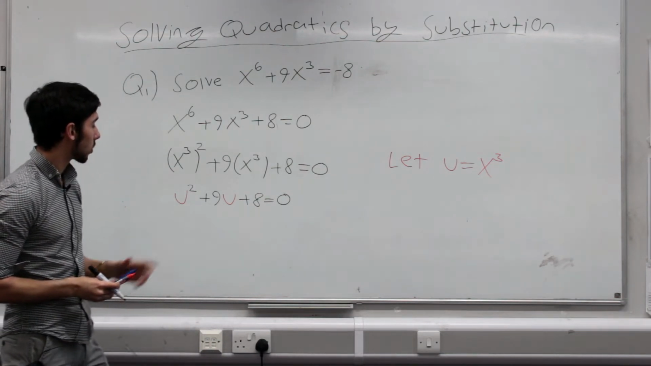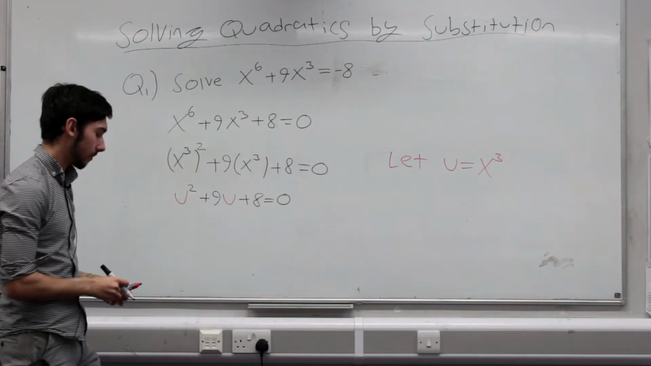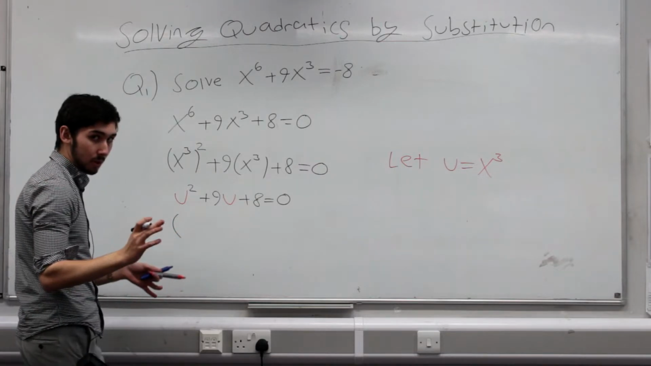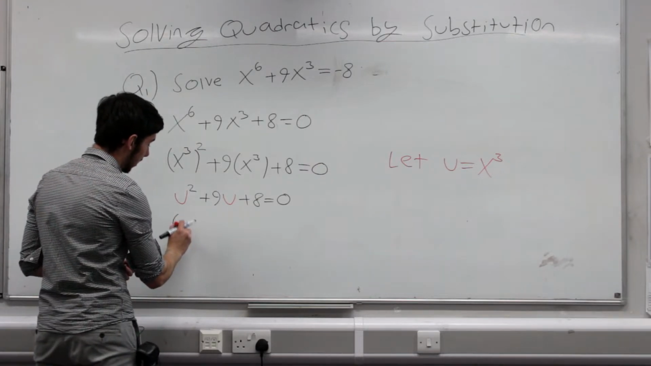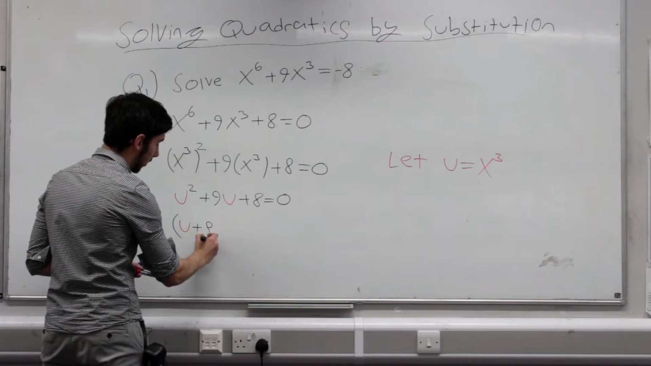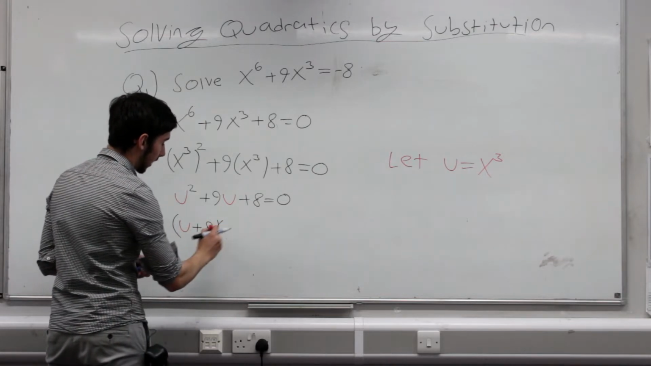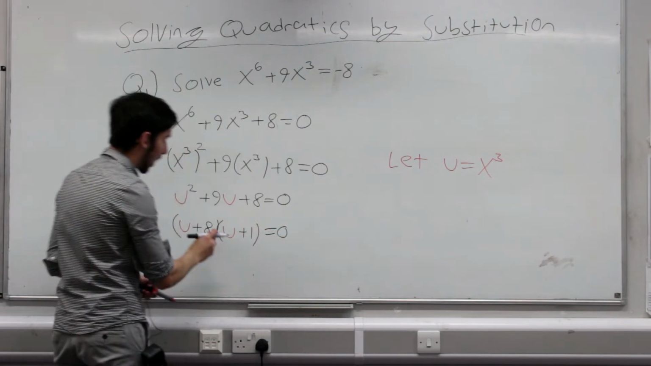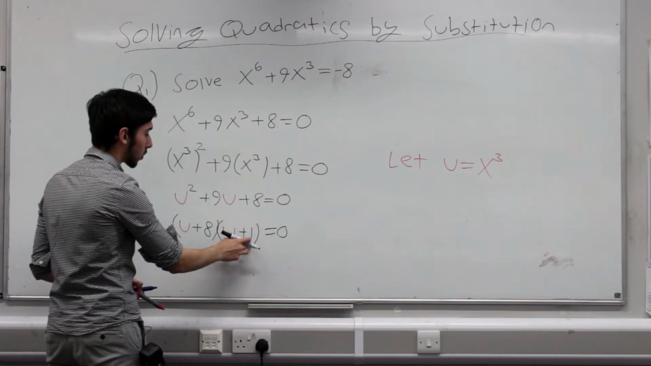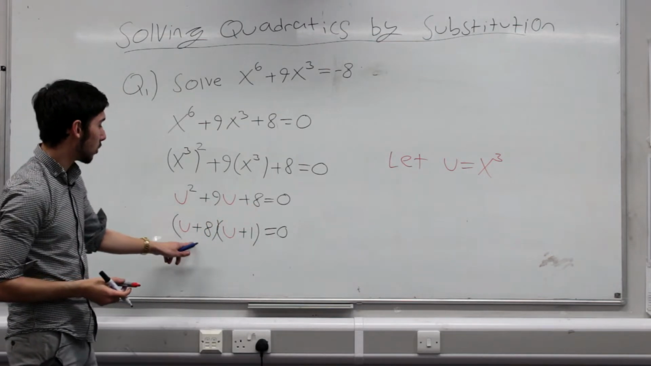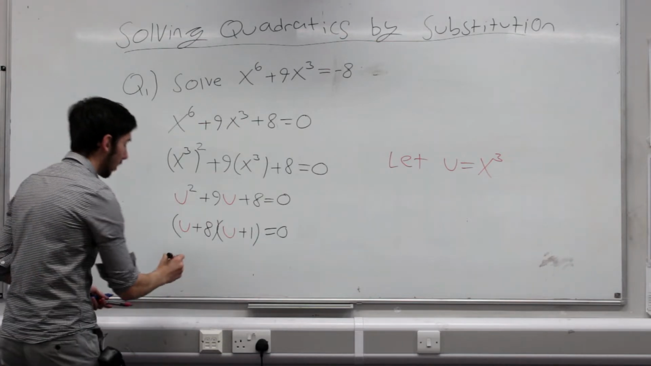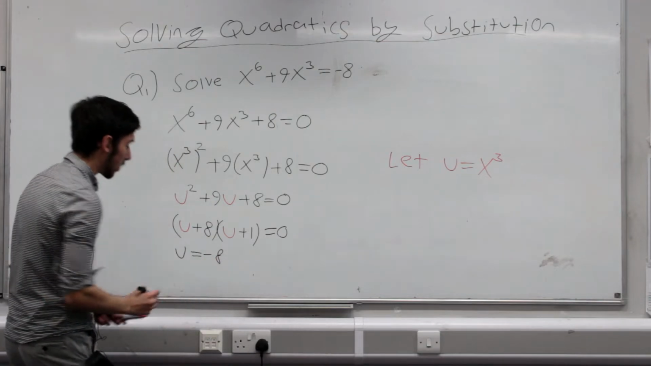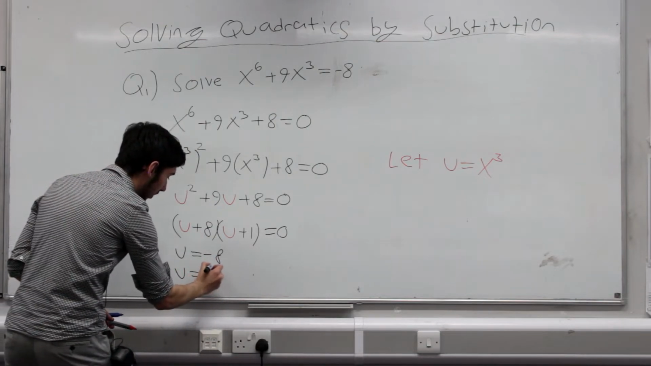So let's find two numbers that times to make 8 and add to make 9. Those numbers are going to be 8, so we're going to do u plus 8, and 1, so u plus 1 equals 0. Because 8 times 1 is 8, and 8 plus 1 is 9, so it satisfies. So we've got u plus 8, u plus 1 equals 0, which means, guys, we should have practiced this a lot by now. u has to equal minus 8, u has to equal minus 1.